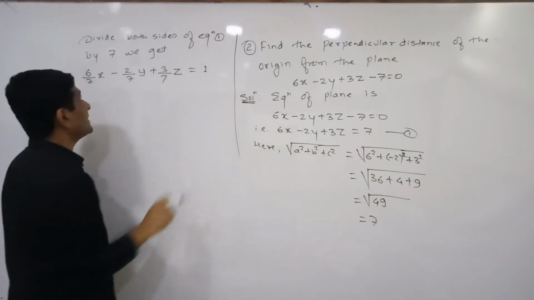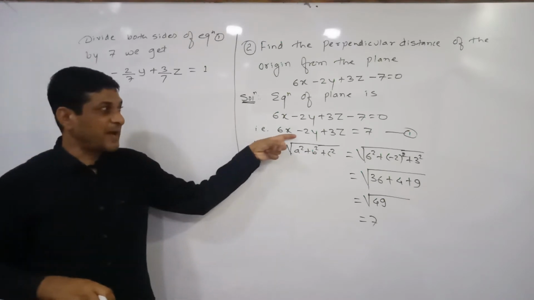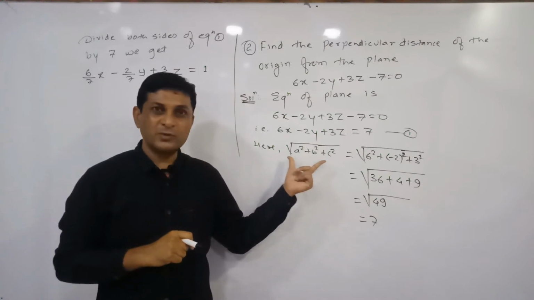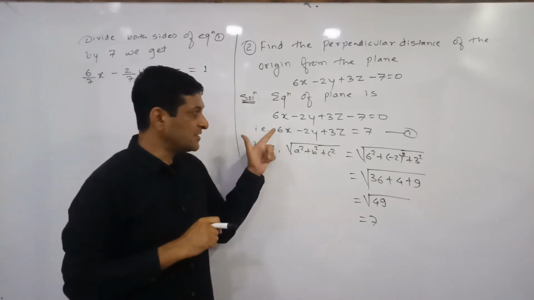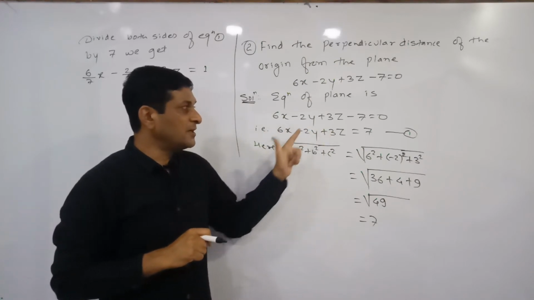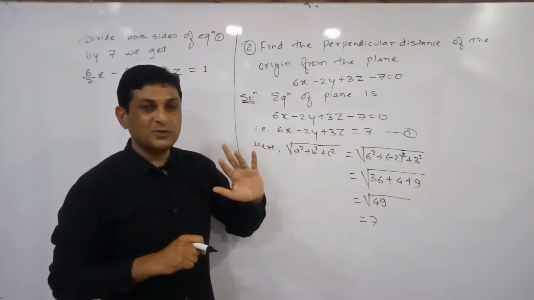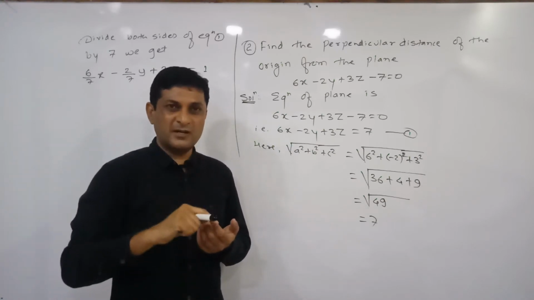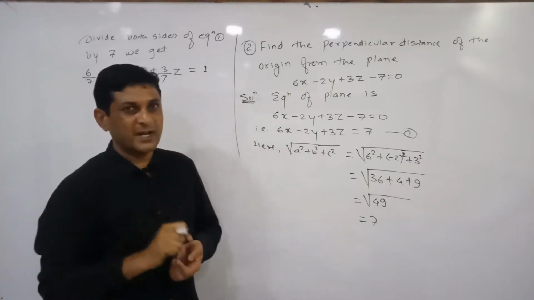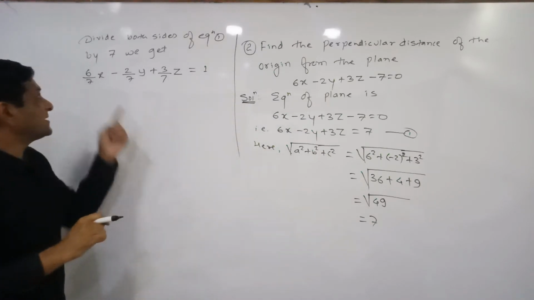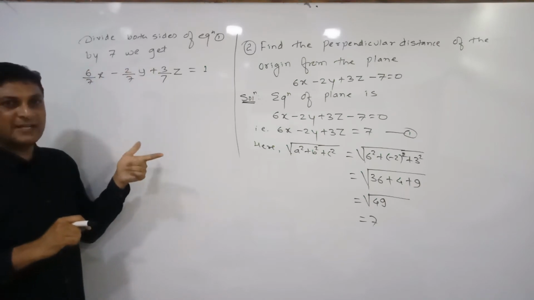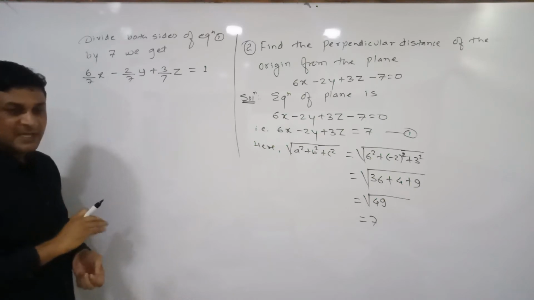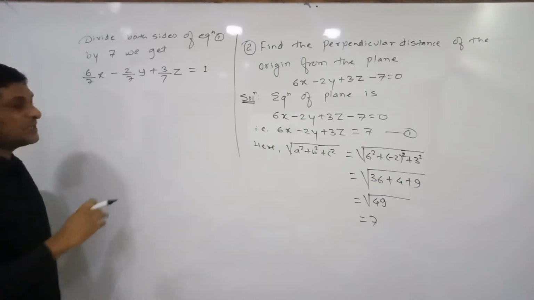1. Okay, we are just simply dividing both sides by 7. If we are dividing both sides by 7, in short we are dividing by under root a square plus b square plus c square. A upon under root, B upon under root, C upon under root are nothing but direction cosines. If A, B, C are the direction ratios, then A upon under root, B upon under root, C upon under root are called direction cosines. Now the coefficients of x, y, z are direction cosines, and whenever the coefficients of x, y, z are direction cosines, we can say that the equation of plane is in normal form.